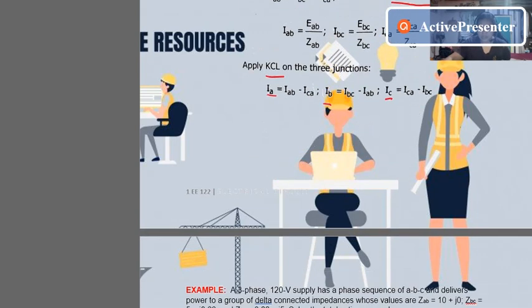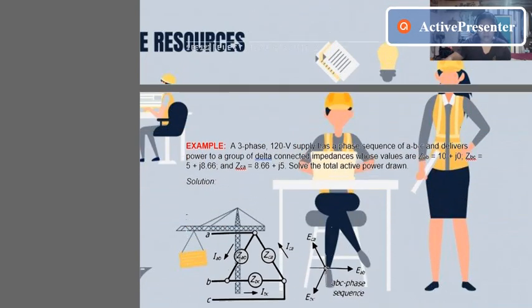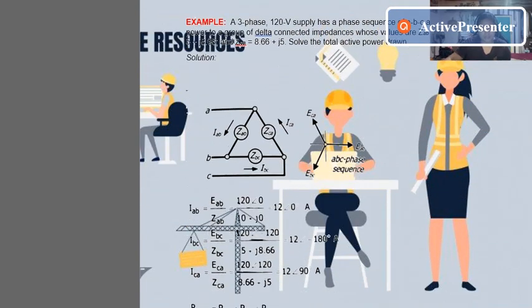So let's try to solve. From our example, a three-phase 120 volt supply has a phase sequence of ABC and delivers power to a group of delta connected impedances whose values are ZAB equal to 10 plus j0, ZBC is 5 plus j8.66, and ZCA is equal to 8.66 plus j5. Solve for the total active power drawn.